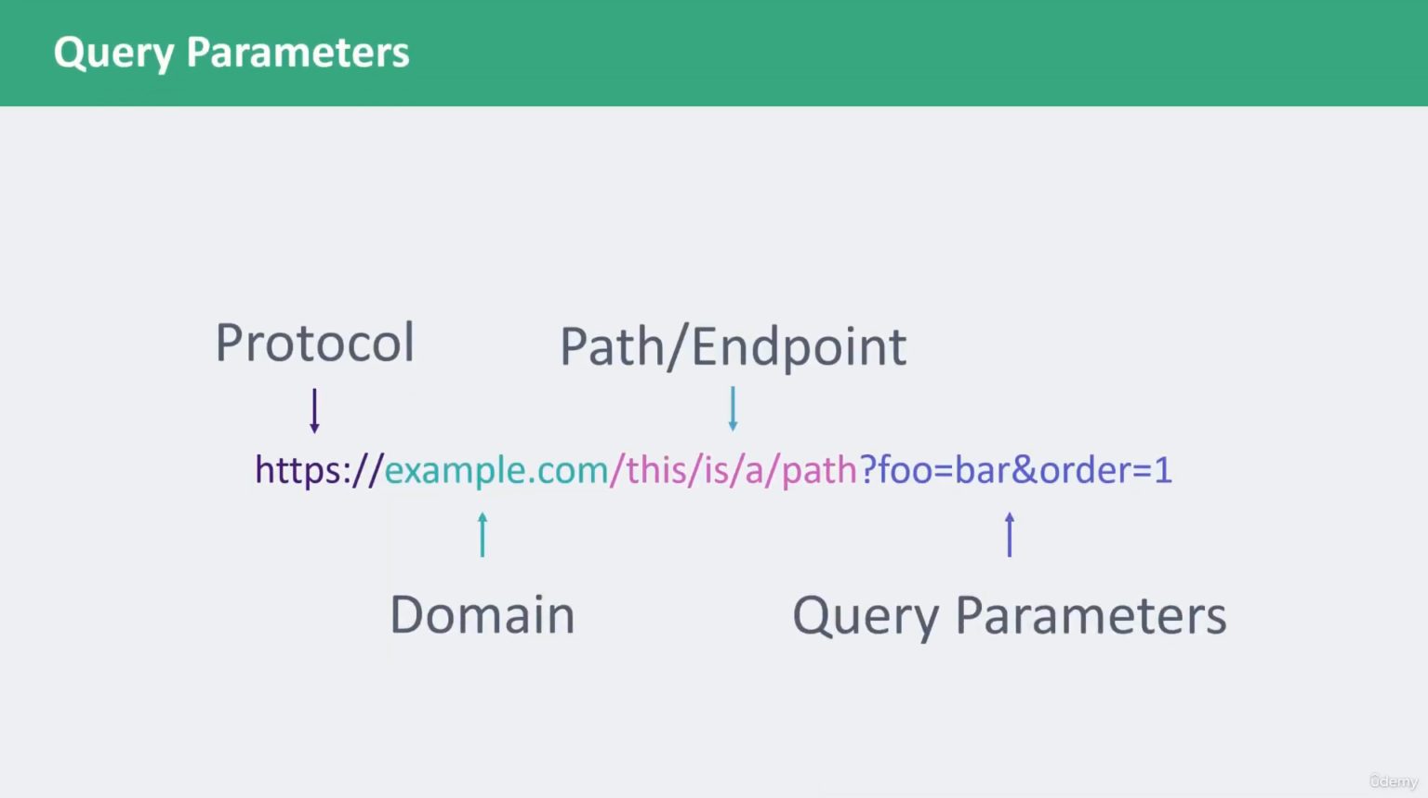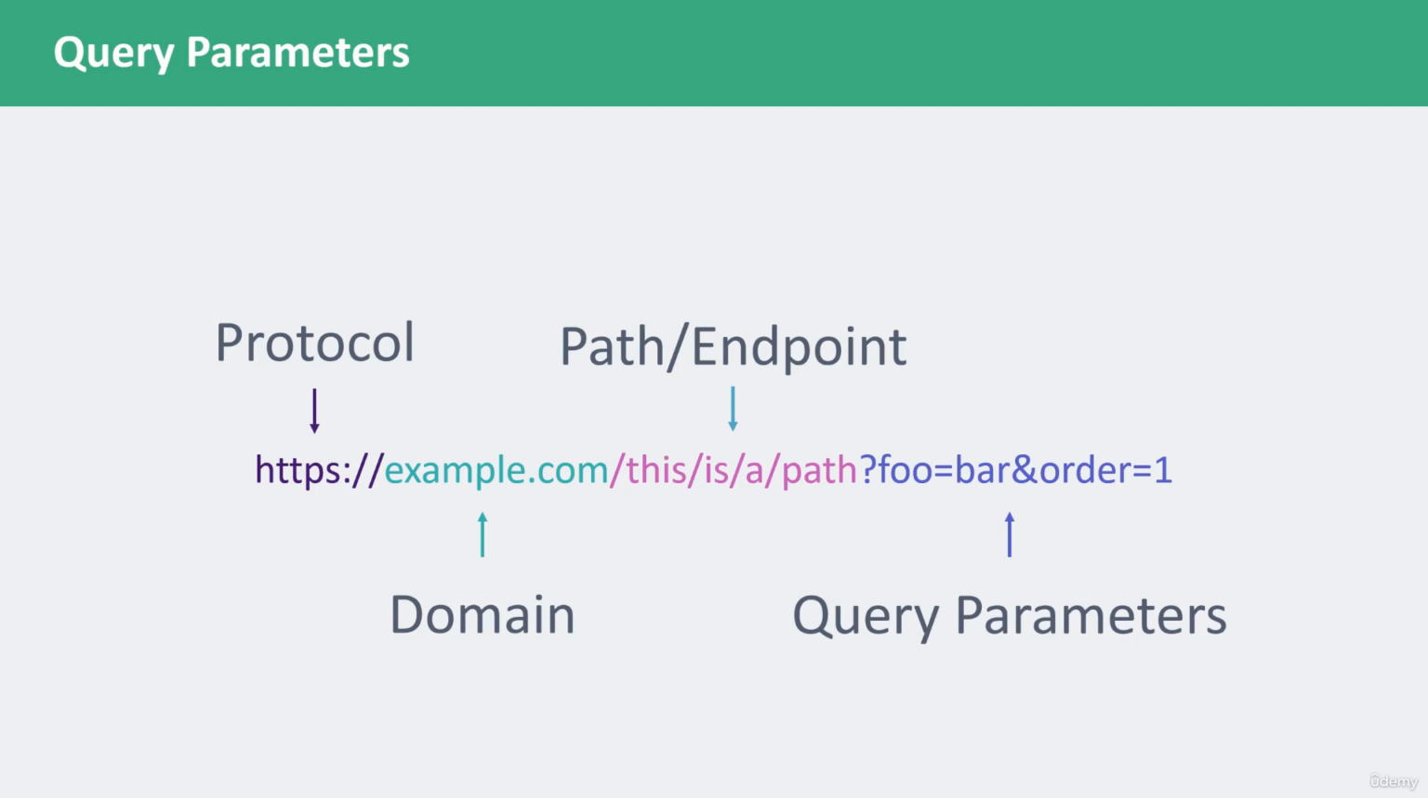A URL consists of a protocol, domain, and path. There's one additional part of the URL that is completely optional called the query string. It's a way to send additional data to the server through the URL. They're mainly used to filter or sort data. The format for a query is pretty simple. You start off by adding a question mark. The question mark denotes that anything after it is a query parameter.